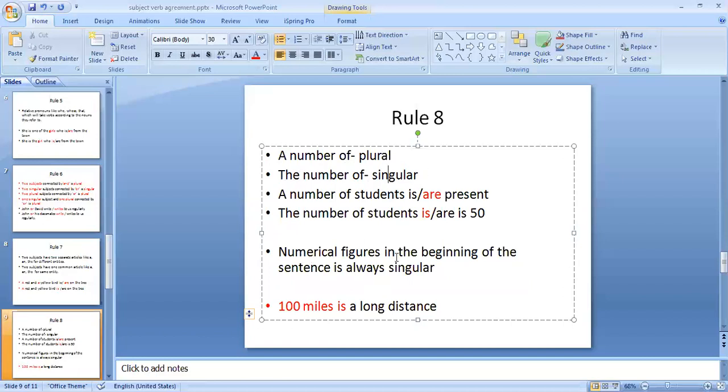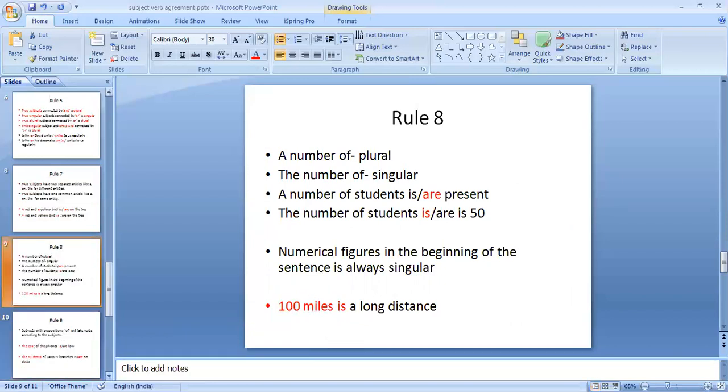Then the numerical figures in the beginning part of the sentence are always singular. 100 miles is a long distance. 5,000 rupees is a big amount of money. So numerical figures in the beginning of the sentence are treated as singular.